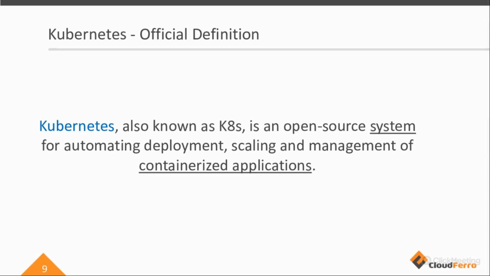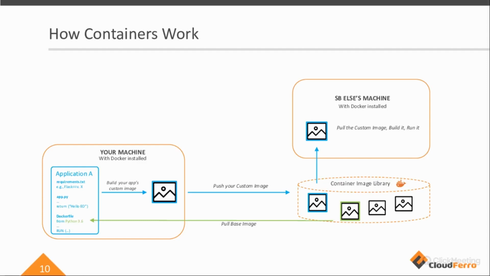The official definition is that Kubernetes is an open source system for automated deployment, scaling, and management of containerized applications. I highlighted these two things: that it is a system, which we'll briefly explain, and that the foundation is the containerized application. So I'll give a quick recap of how containers work. If I have my machine with Docker installed, I can build my application's image on Docker. I can push it to a container image library, and somebody else might just use this image without being particularly concerned about the operating system, because the operating system is also bound within the container. And I can also use other images as a base for my own image.